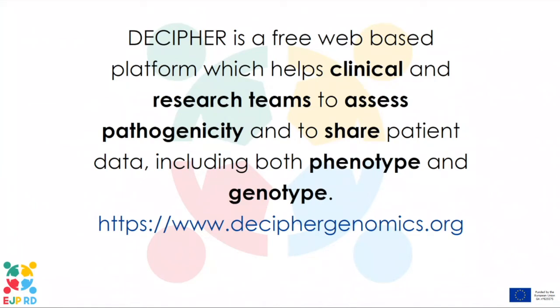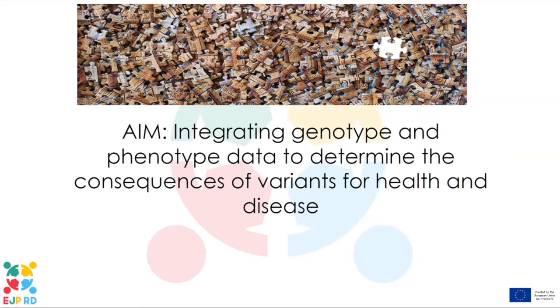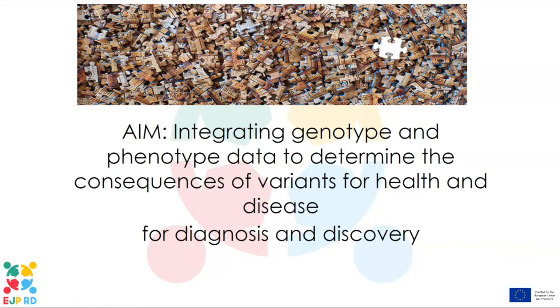So Decipher is a free web-based platform. It helps clinical and research teams to assess pathogenicity and to share patient data, including both phenotype and genotype information. Decipher is not about sharing the whole VCF from a patient, and not about sharing all of the variants. It's about finding those variants that are plausibly pathogenic, so those that are most likely to be causing the phenotype seen in your patient. So the aim of Decipher is to integrate the genotype and the phenotype data to determine the consequences of variants for health and disease, in terms of diagnosis and discovery.